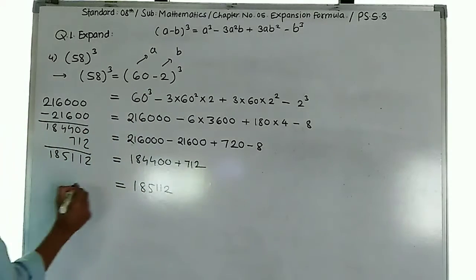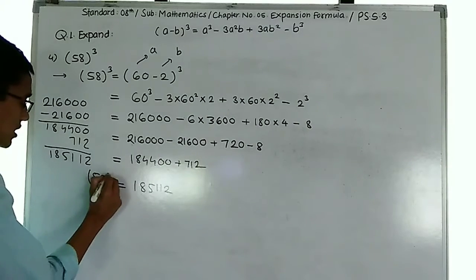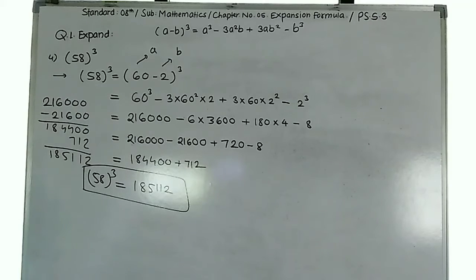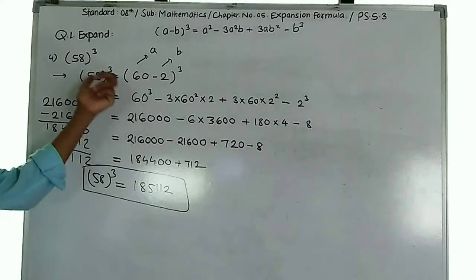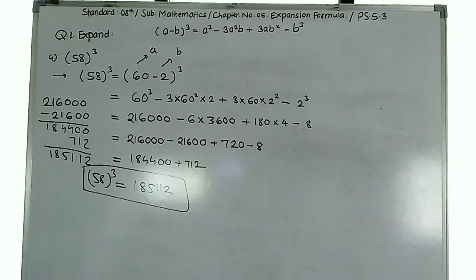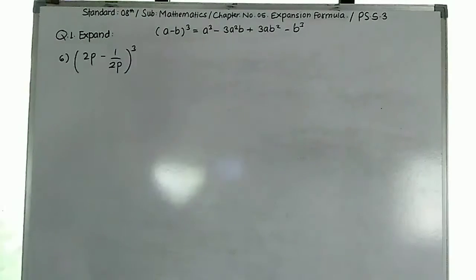So the cube of 58 is nothing but 1,85,112. So this is the required answer. We have expanded the given term and we have found the correct answer. This is the expansion of 58 raised to 3.